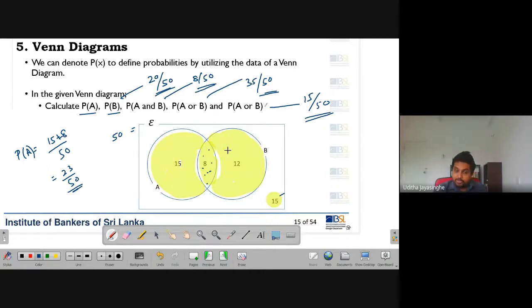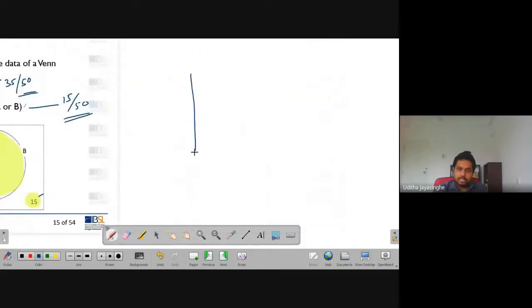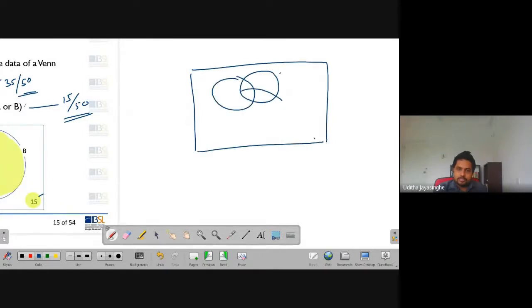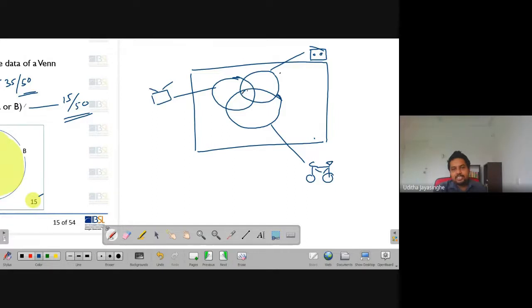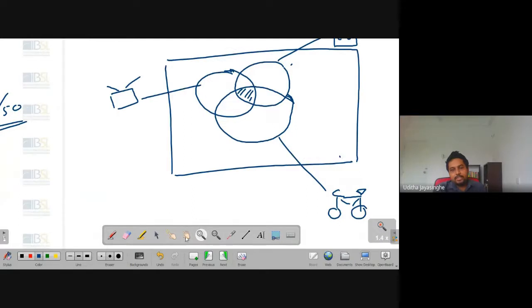If at all you don't know the value of one particular area, then you are in trouble. Still, you have to get it calculated. Something like, draw up a Venn diagram like this. What do you think now? There are many more calculations. This is television. This is radio. This is, let's say, bicycle. What is this? Households with television, radio, and a bicycle.